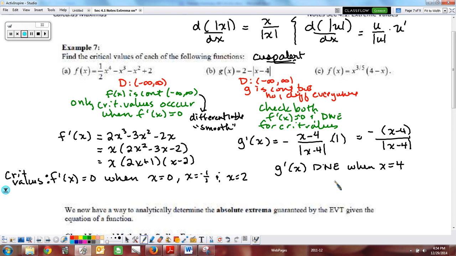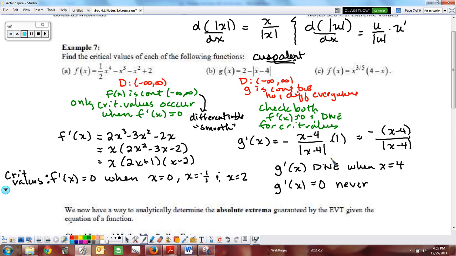Now in terms of g prime of x equal to 0, that would be never in this case, so you have no critical values from that, because the only part of a fraction that equals 0 would be the top, and 4 makes the top 0, but it also makes the bottom 0. So this actually has a jump discontinuity on the derivative because of the piecewise. So DNE always wins. It's already a discontinuity, so you can't be a 0. So the only critical value here is 4. All right, so let's take a look at our next one.